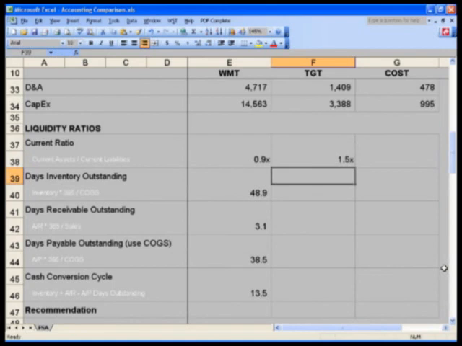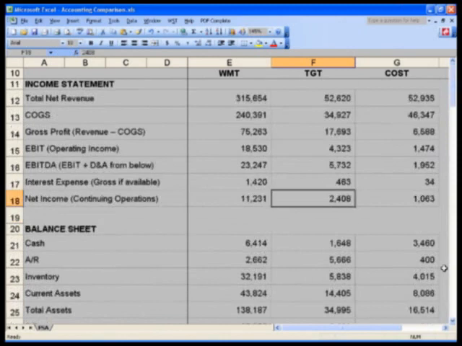Target. Let's do the same thing for Target now. Target's current ratio: the current assets, is 14,405 divided by 9588, the current liabilities. That gets you a total current ratio of 1.5 times. Clearly, we can already see that Target is going to be a little bit more liquid than Walmart. Let's take a look at why as we finish the analysis.